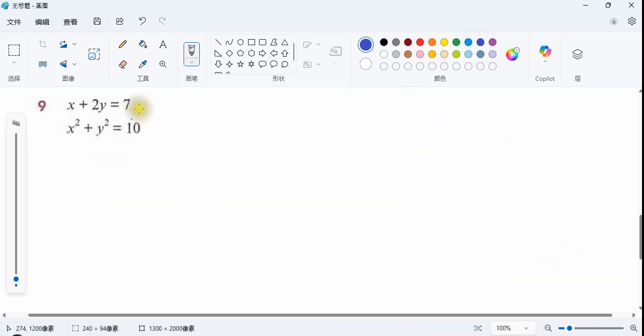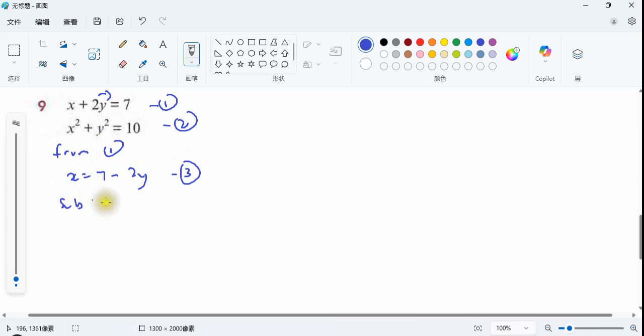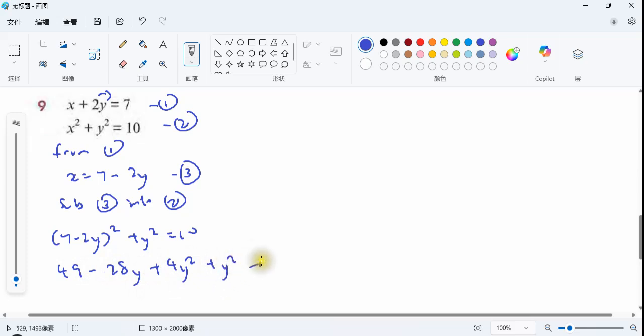Okay. Question number 9, this is equation 1, this is equation 2. So from equation 1, x is 7 minus 2y, become equation 3. We sub equation 3 into the equation 2, then we have x squared, 7 minus 2y squared plus y squared equal to 10. So 49 minus 28y plus 4y squared plus y squared minus 10 equal to 0. Then we have the 5y squared and then minus 28y plus 39 equal to 0.